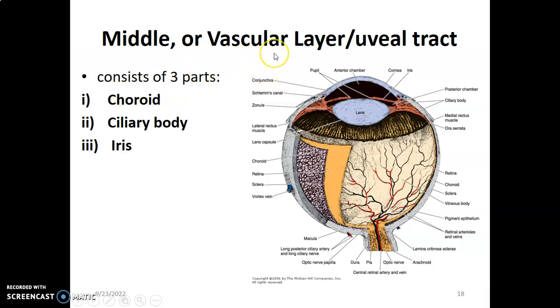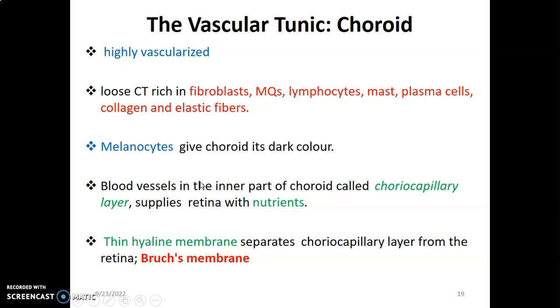Choroid is pigmented, so you have melanocytes, so it has a dark color. Even the iris is pigmented. So the blood vessels in the inner part of the choroid form the choriocapillary layer, and these are the ones that supply the retina with nutrients. Then we have also a thin hyaline membrane that separates this choriocapillary layer from the retina, and that's what we call the Bruch's membrane. So the choroid has a choriocapillary layer with blood vessels, and that's separated from the retina by the Bruch's membrane, which is a hyaline membrane.